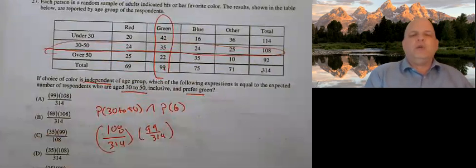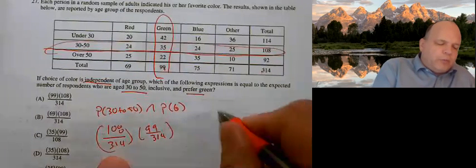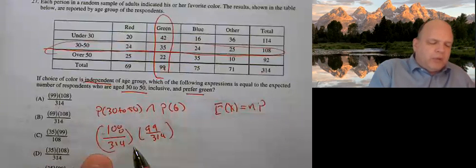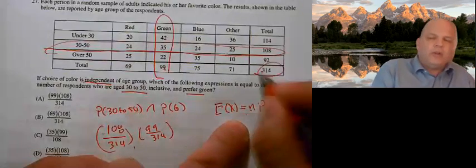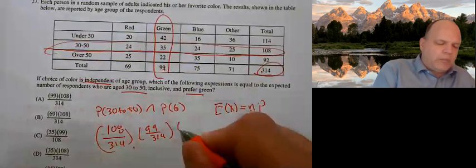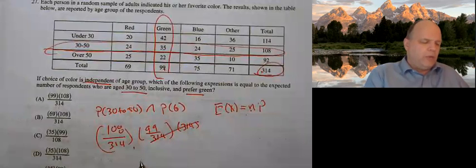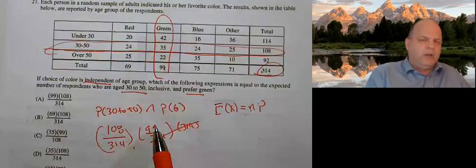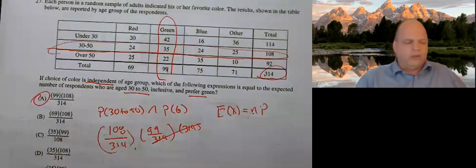Well, expected value, so let's go ahead and do this. If we were to multiply this, remember our formula for expected value is just n times p. Well, that's my probability, so I need to multiply it by my sample size. Well, what was my sample size? 314. So I need to come back and multiply by 314. Well, one of these drops off, and so now I'm looking at 108 and 99. So I need 108 and 99 in the numerator and 314 in the denominator. So 27, my answer is A.